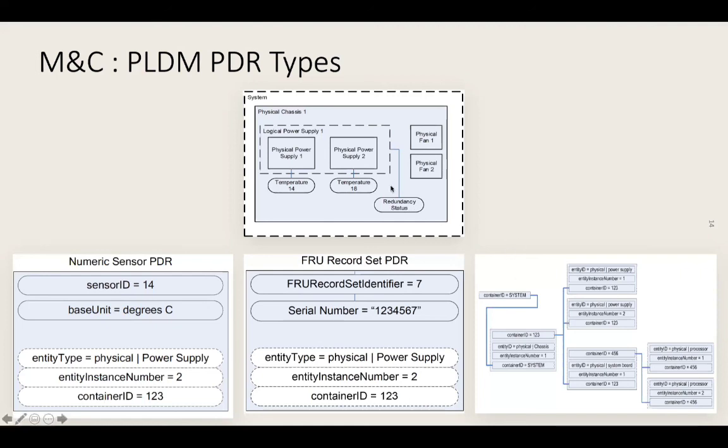Similarly, the kind of relationship or hierarchy present here can be depicted using what's known as, the name's missing here, but it's called the entity association PDR. That helps us build a tree of all the FRU and entity hierarchies in the system, as shown in this last diagram, with the system being the root, and then there's the chassis, which contains a couple of power supplies and so on.